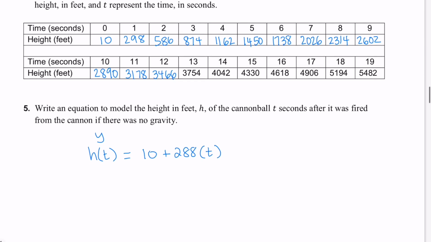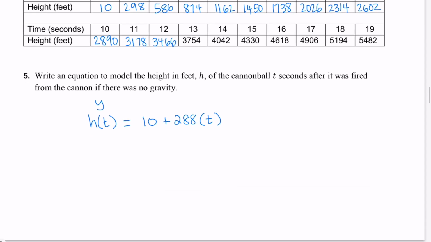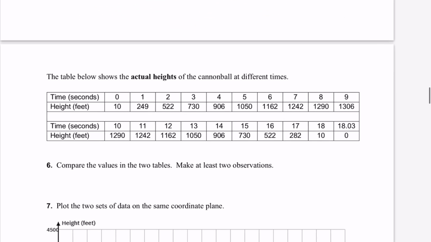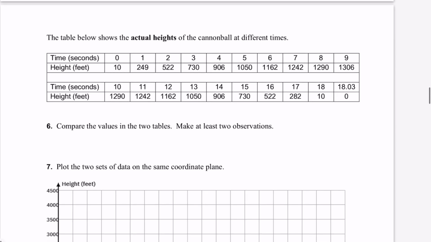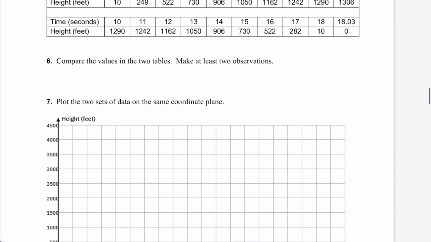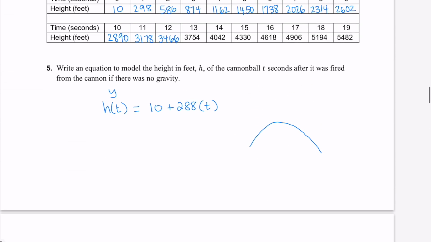So this would be the equation if there was no gravity. It would just keep going up and up and up. But as you know, when you throw a cannonball up in the air, it goes up and then it comes back down. Okay, so this is going to be the actual heights when it went up and came back down. Now we're going to compare these two values in the table, and then we're going to make an observation.